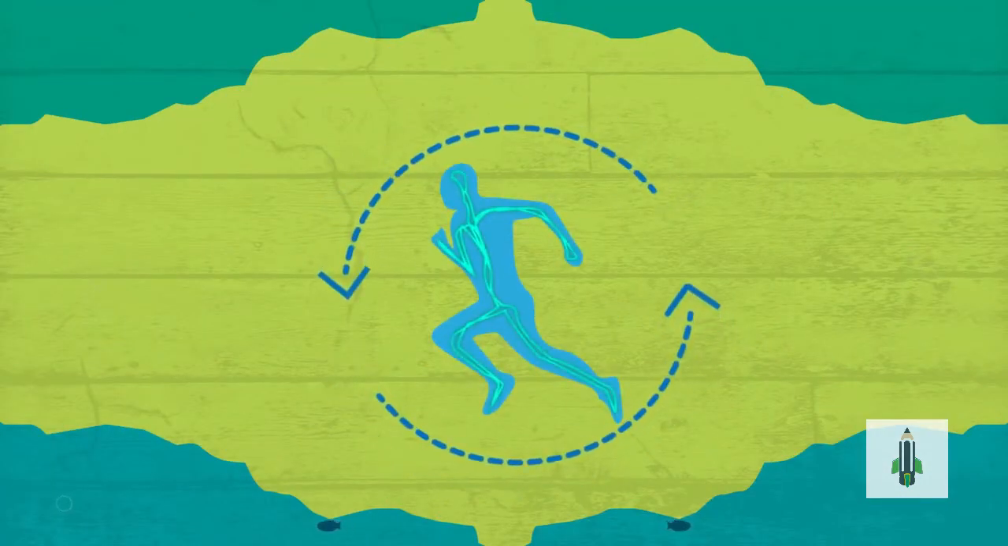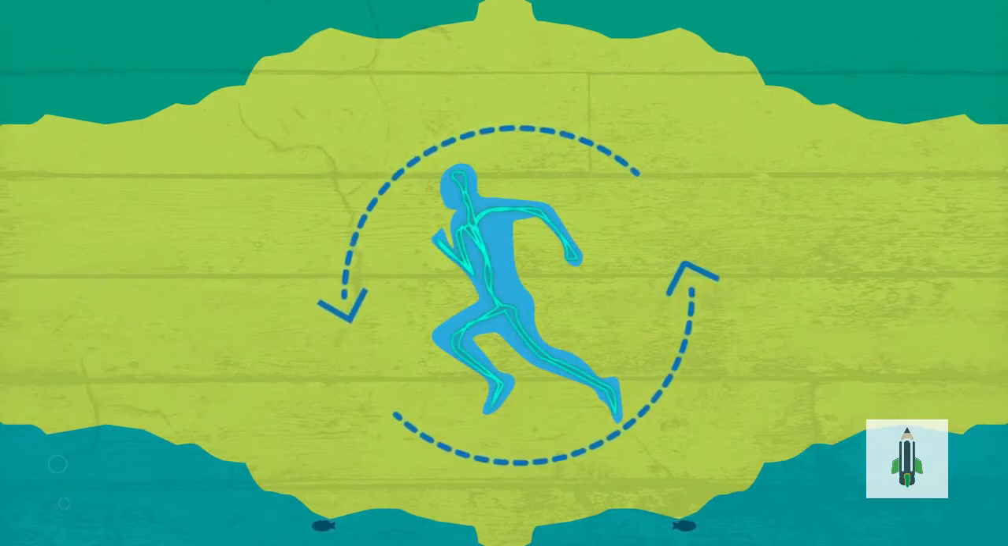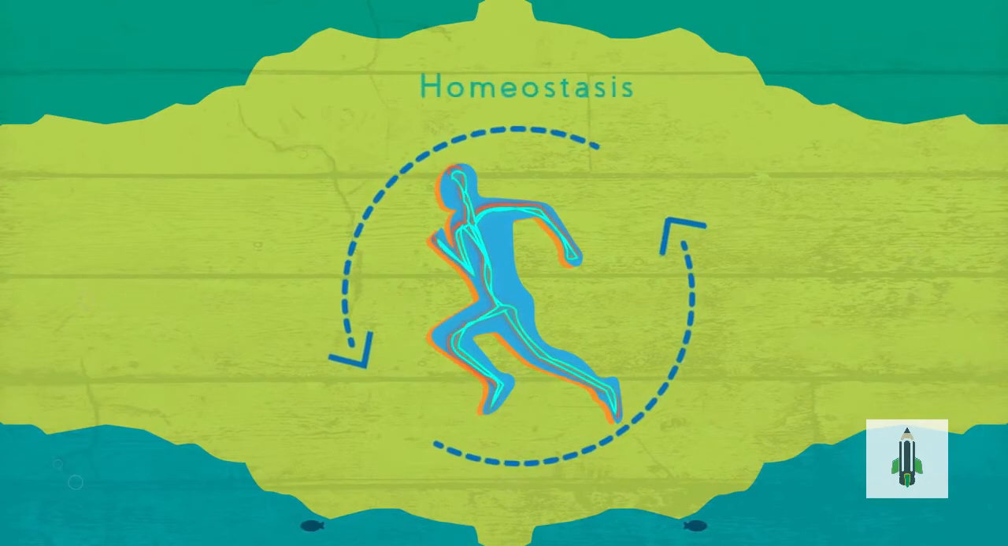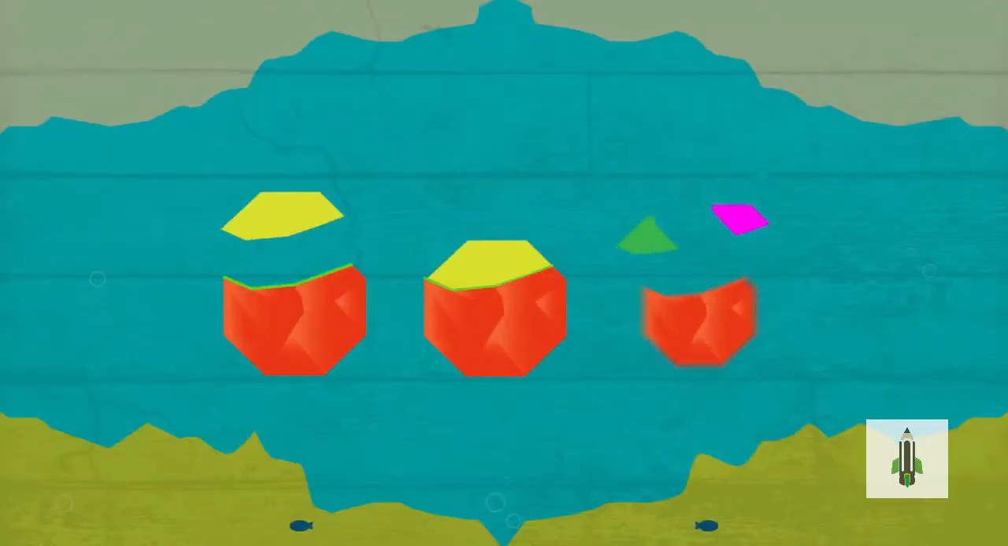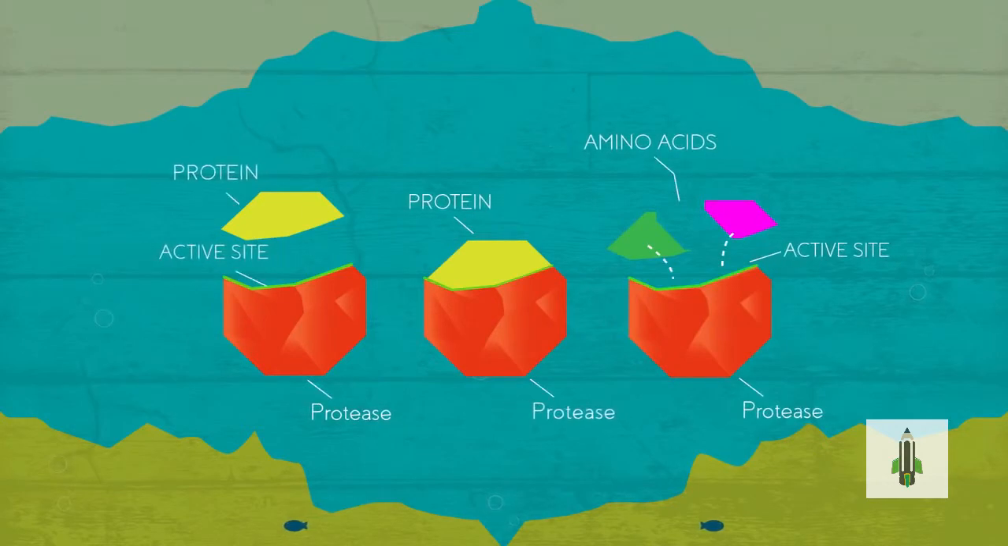One consequence of denaturation can be disturbance of the organism's balance, also called homeostasis. For example, the activity of proteins which is not optimal can affect protein digestion in the body.